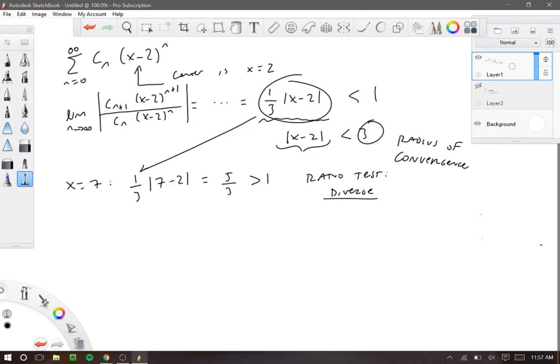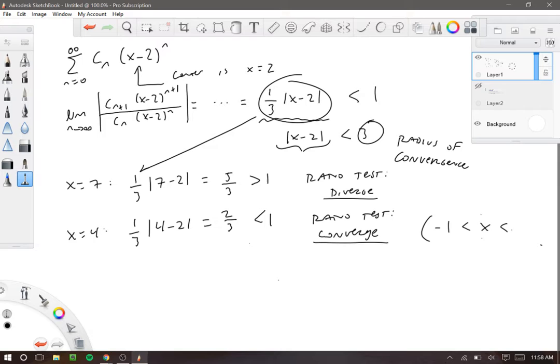Similarly, it's also guaranteed by the ratio test that the series will converge at x values that are less than 3 away. For example, if x was 4, we would have 1/3 times the absolute value of 4 minus 2, which is 2/3. And since that's less than 1, the ratio test guarantees that we will converge. In fact, we know that this is going to happen for any x value that's less than 3 away from 2. So for any x value between -1 and 5, the ratio test will guarantee that we converge.